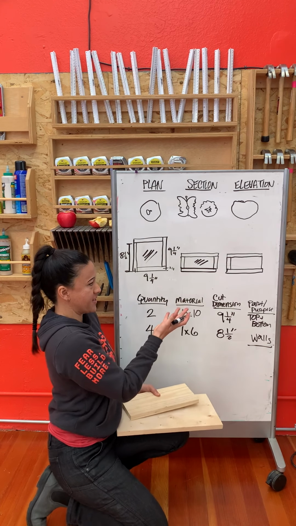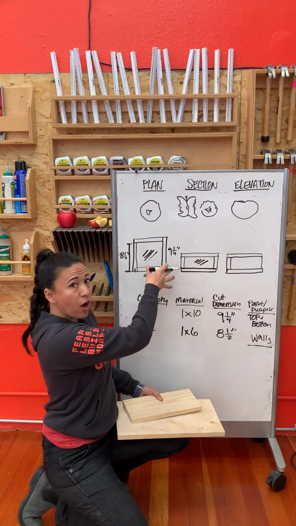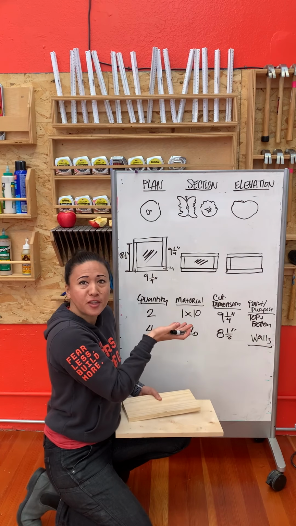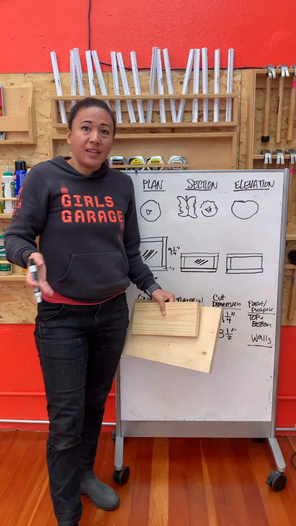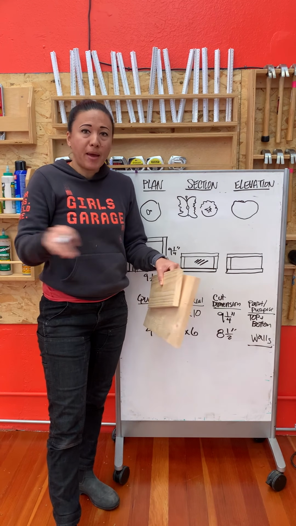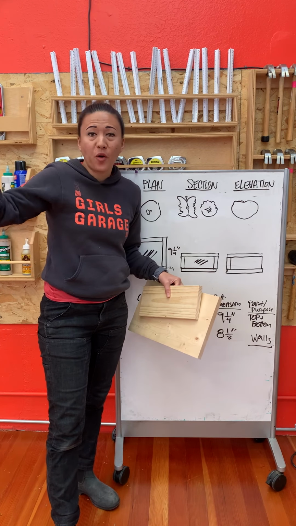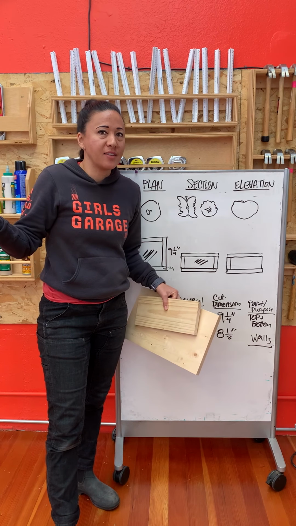Ta-da! There's our cut list. So the cut list and the drawings together, this is all the information that we need to start building this thing. So the next thing we're going to do in the next video is learn how to measure and mark out our wood so that we can go and cut them on a variety of different saws.